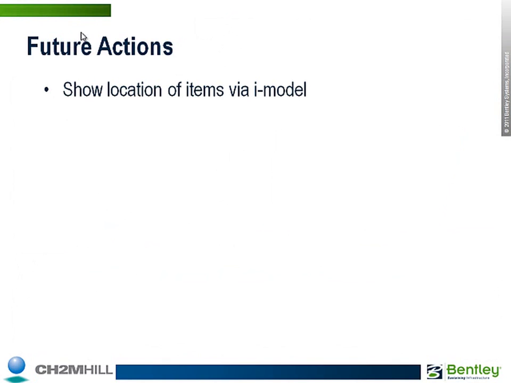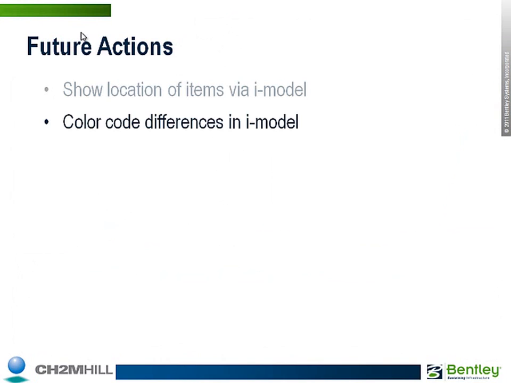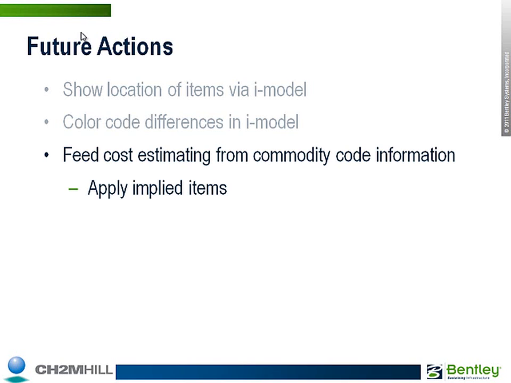the capability of DMBC to show the location of an item selected in DMBC by automatically highlighting the component in the original iModel. We also expect to be able to use color coding to identify differences between the base iModel and the milestone iModel. And then we also will be able to capture commodity code information from the iModel and feed it into cost estimating software, including implied items.